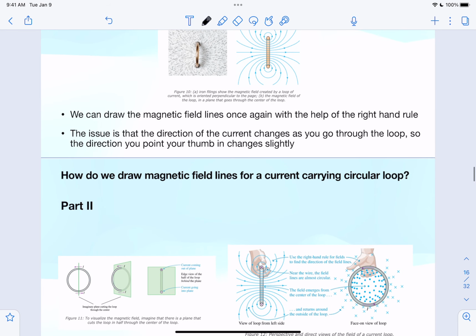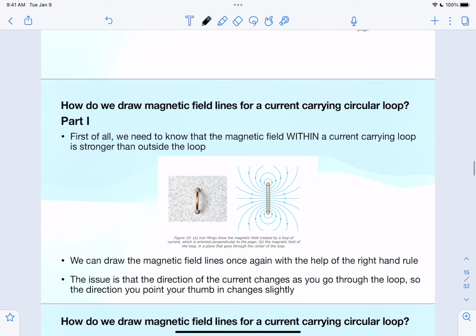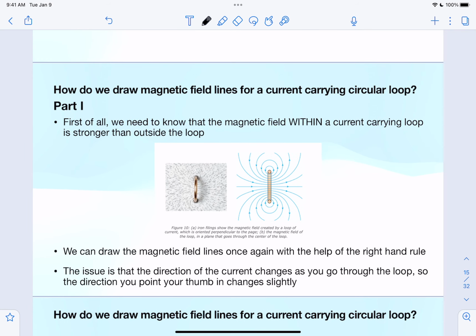I think it's more the solenoid than anything else that's not going to be as common. The circular loop I think is more common. So to draw magnetic field lines for a current carrying loop, you need to know the magnetic field within a current carrying loop is stronger than the outside of the loop first, right?